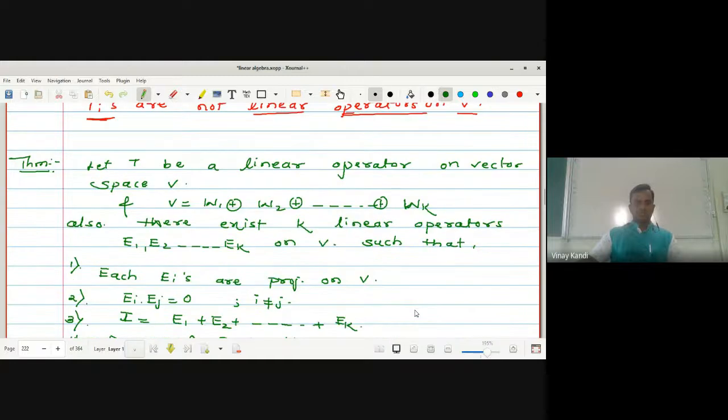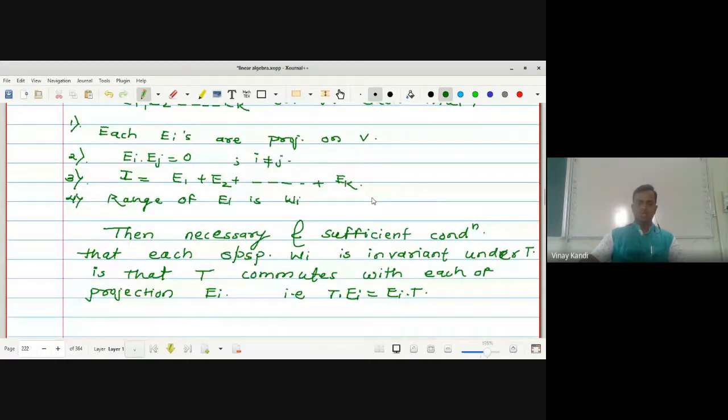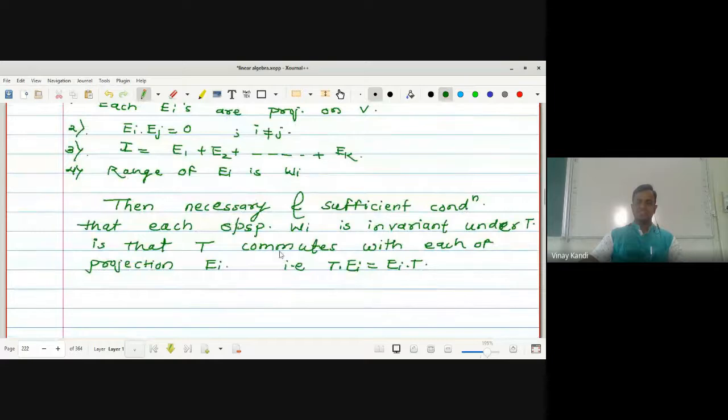Okay, what are the given things? Let T be a linear operator on a vector space V, and V is the direct sum of all these subspaces. Okay, and this is the fourth statement given to us, and there are k linear operators on V. The necessary and sufficient condition is that each Wi is invariant under T if and only if T commutes with each of the projections Ei. So in the first part, we are going to assume Wi is invariant under T, and we have to prove that T into Ei is equal to Ei into T by using all these given things.